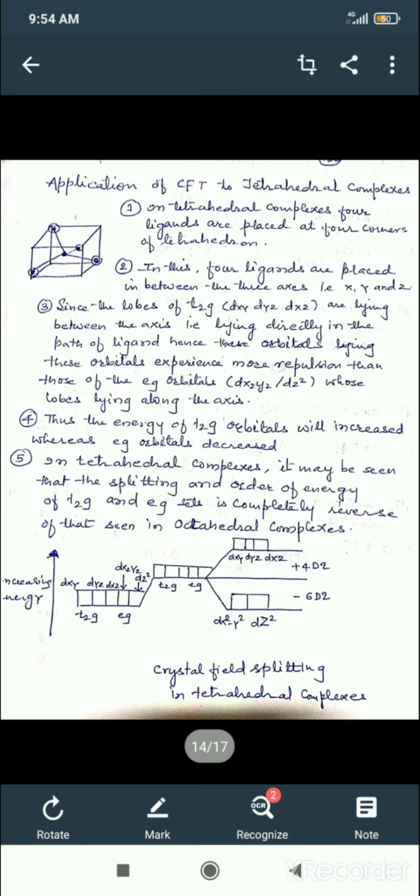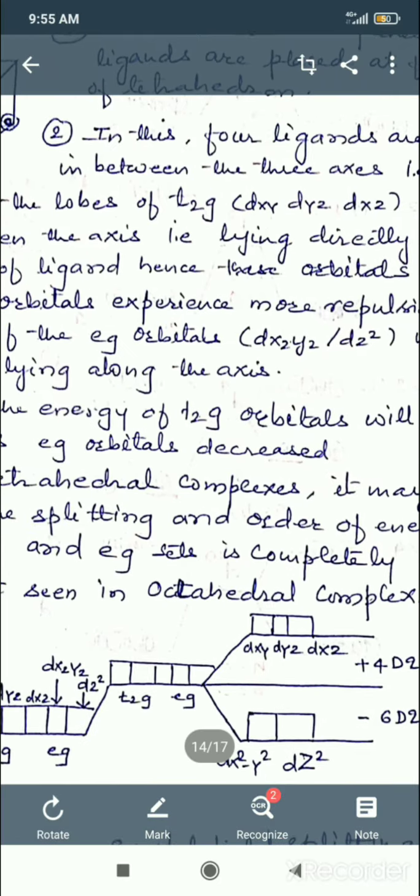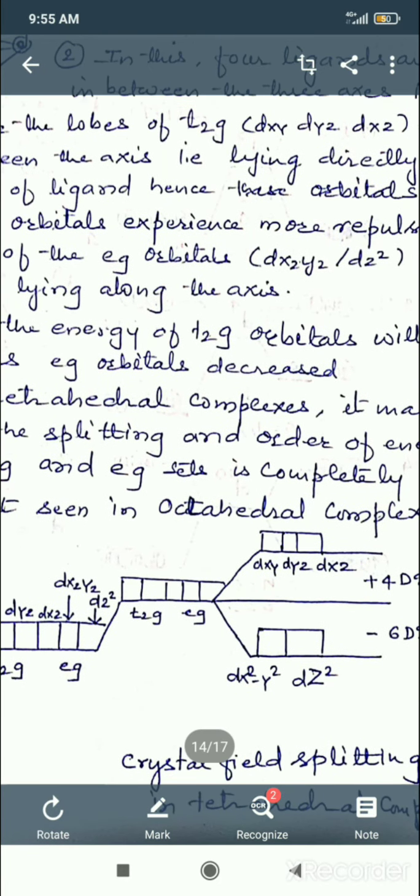They are not directly placed on the axis, therefore the repulsion energy on the axis decreases and the repulsion energy of the T2g orbitals increases. If you concentrate on this splitting diagram, T2g is at the higher level and eg at the lower level, which we have already discussed in the last lecture.